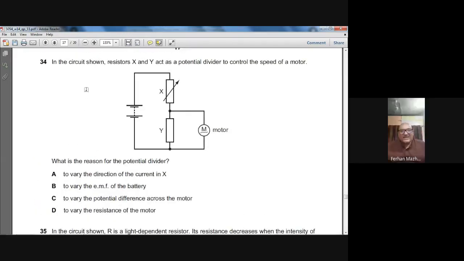Here he has shown a potential divider, and this is R1, this is R2, and the V out is given to a motor. Here we have a variable resistor in the position of R1. In the circuit shown, resistors X and Y act as a potential divider to control the speed of a motor. What is the reason for the potential divider? With the help of the potential divider, we can control the voltage provided to the motor, to vary the potential difference across the motor. That is the purpose. So 34, C is the right choice.